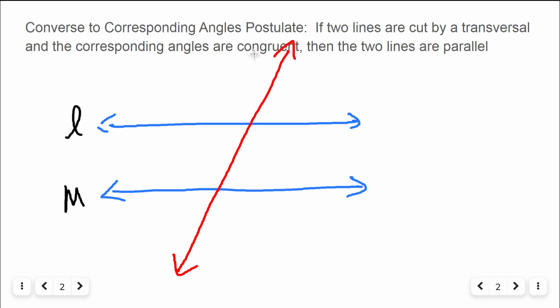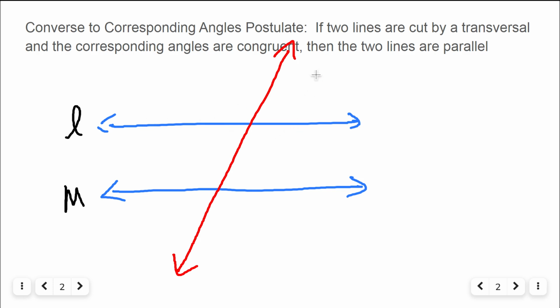If two lines are cut by a transversal, so these two random lines, L and M, have been cut by that transversal, and the corresponding angles are congruent. So if you somehow know that the corresponding angles are congruent, I have to tell you that they're congruent. If I do, then the two lines that are going the same direction here, L and M, have to be parallel. So we're doing what we just did, but backward.